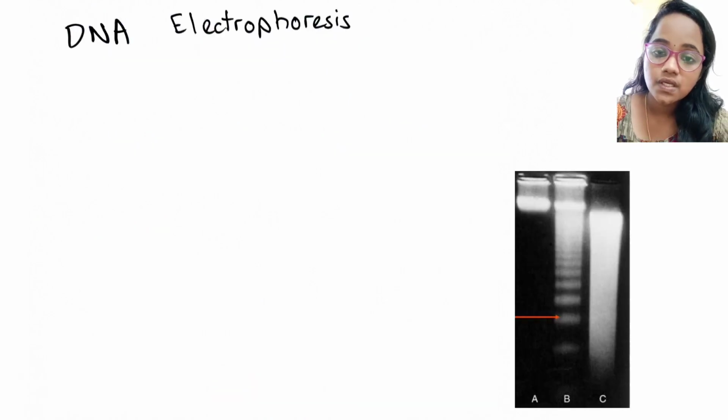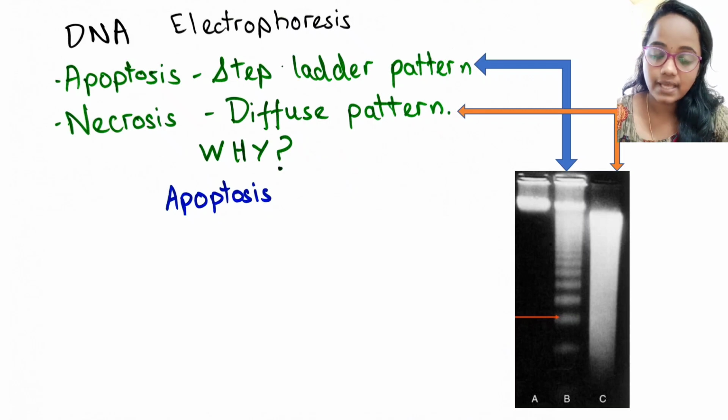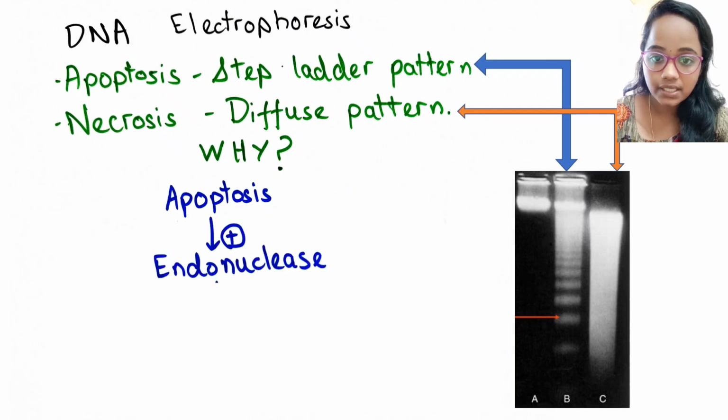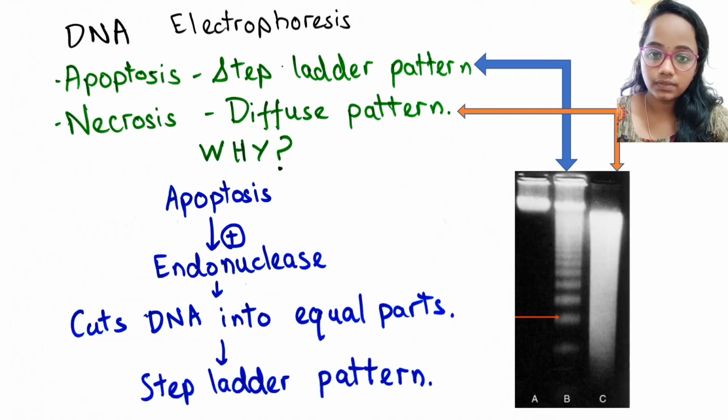DNA electrophoresis. In apoptosis, DNA electrophoresis shows a step ladder pattern, but in necrosis, it shows a diffuse pattern. How does it show like that? In apoptosis, the endonuclease enzymes get activated, so they break the linker region of chromatin, so the DNA cuts into equal sized pieces. The size is about 180 to 200 base pairs, so it looks like a step ladder pattern. In necrosis, the DNA is of different lengths, and it looks like the peripheral smear which we make on a slide.